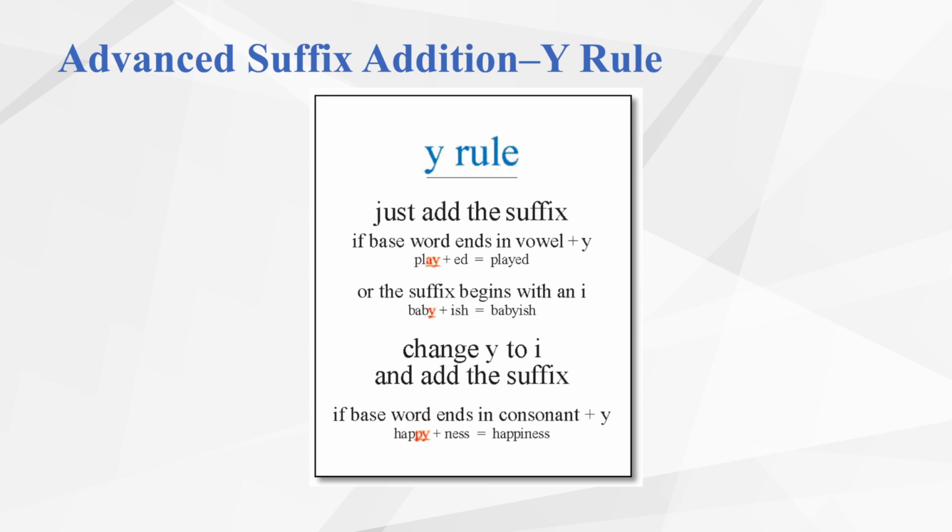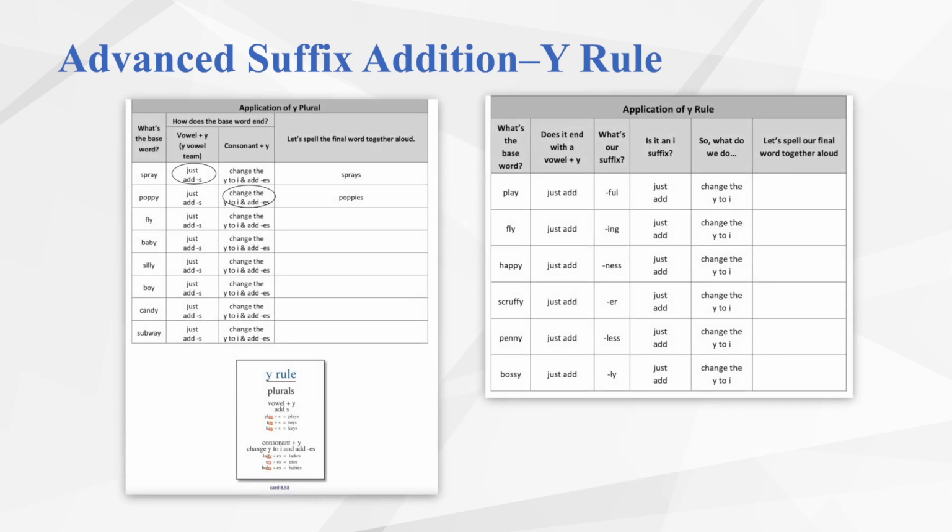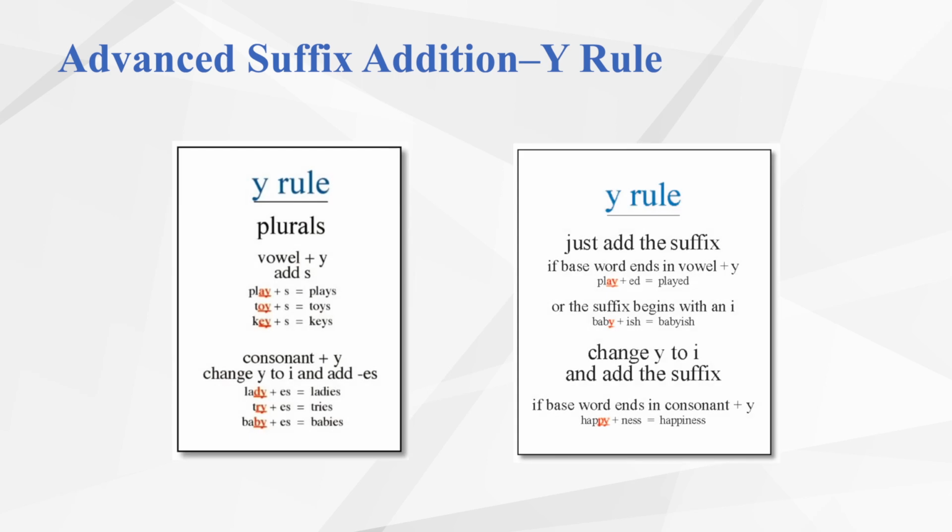There are 2 cards that support this instruction. Card 8.56, which isn't illustrated here, covers the first 2 rules of just adding the suffix. Card 8.60, which is here, combines all 3 rules together. The 2 rules where we just add plus changing the Y to I and add the suffix. Choose whichever card makes the most sense for your students. Practice is always good. There are 2 pages in your manual that support application of the Y rule for your consideration. With that, we will leave you on your own to further explore.